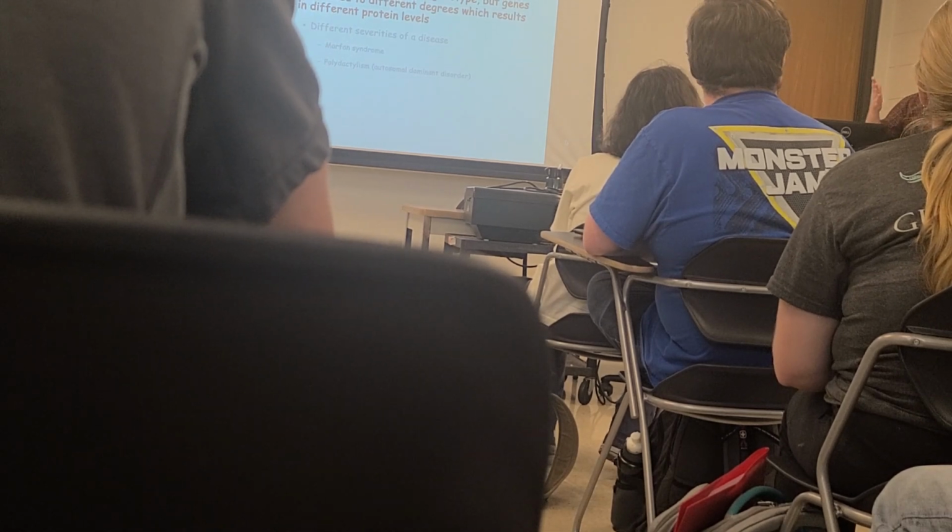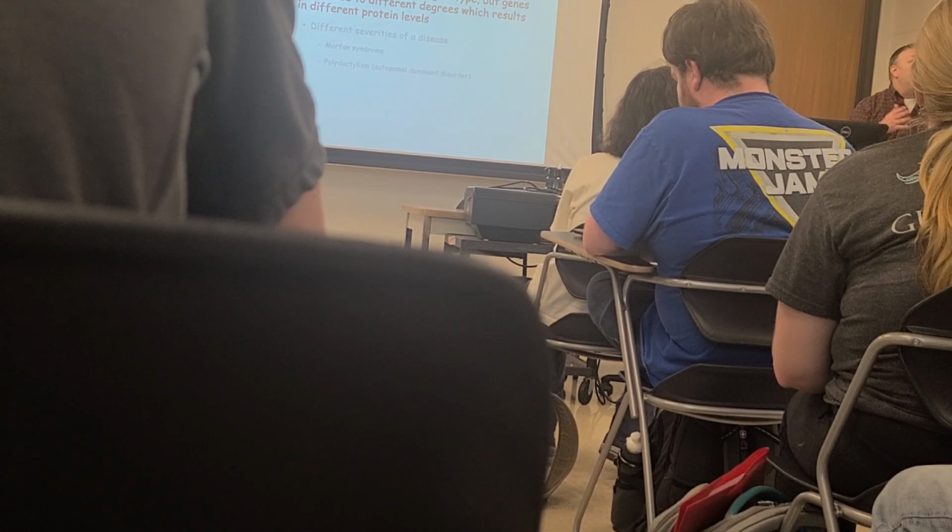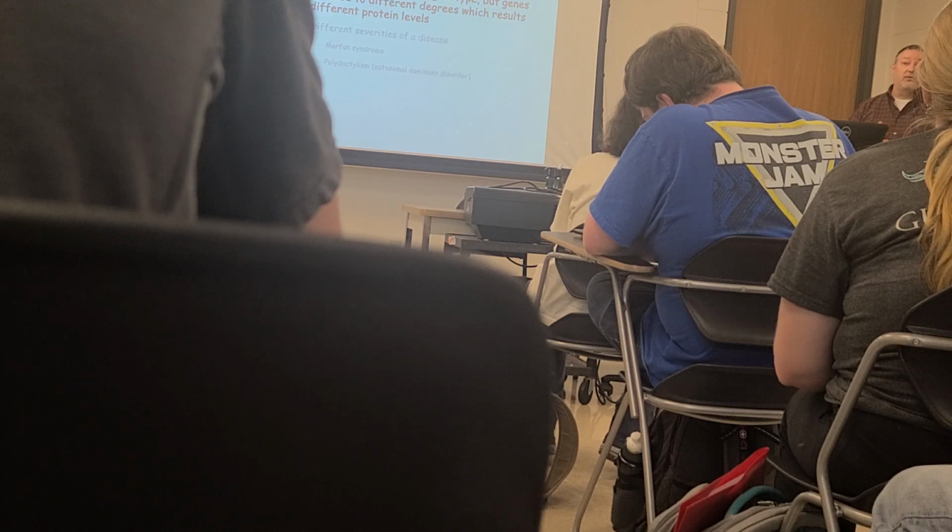As we talked about last time, one example of variable expressivity is the extra digits. You could have just one extra digit on one hand or one foot, or you can have multiple extra digits on hands and feet, or you can have both. So that's the idea of it being variable. The extra digit phenotype is still there. It's just a question of how many and where do you have those extra digits.